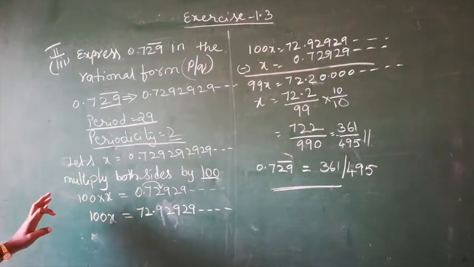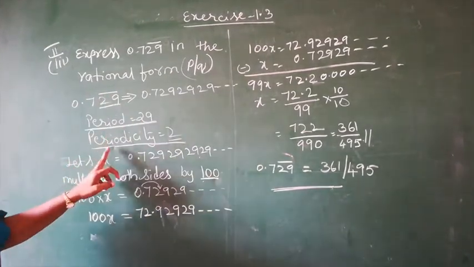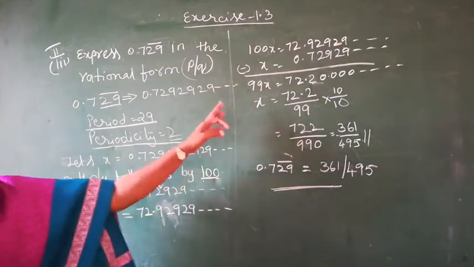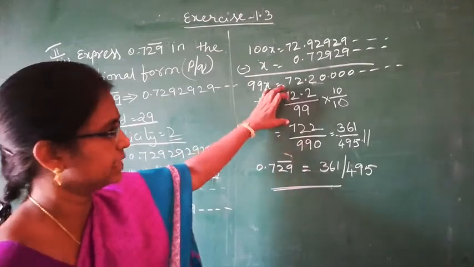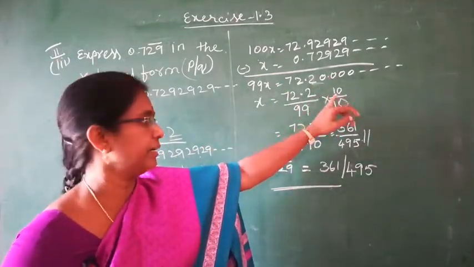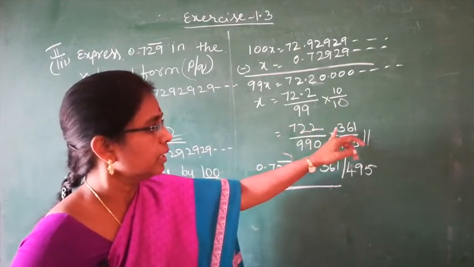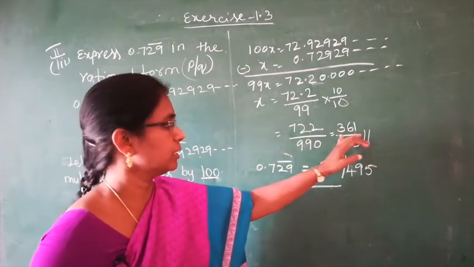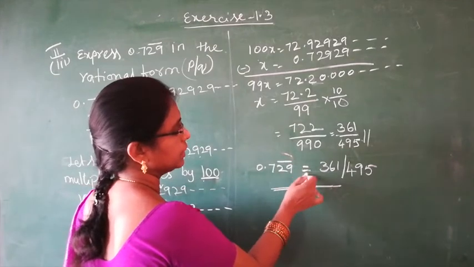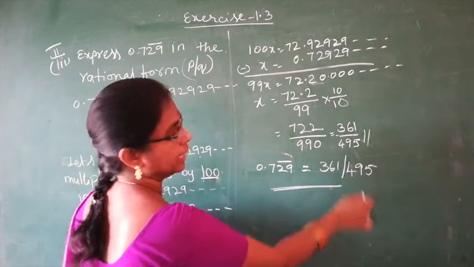Now here, 0.729 bar: the period is 29 and the periodicity is 2. So we multiply both sides by 100. After subtraction, you get a decimal form again. You have to change it to a whole number, so we multiply and divide by 10. Then 722 by 990 is, after simplification, 361 by 495. Therefore 0.729 bar, what is the rational form? 361 by 495.